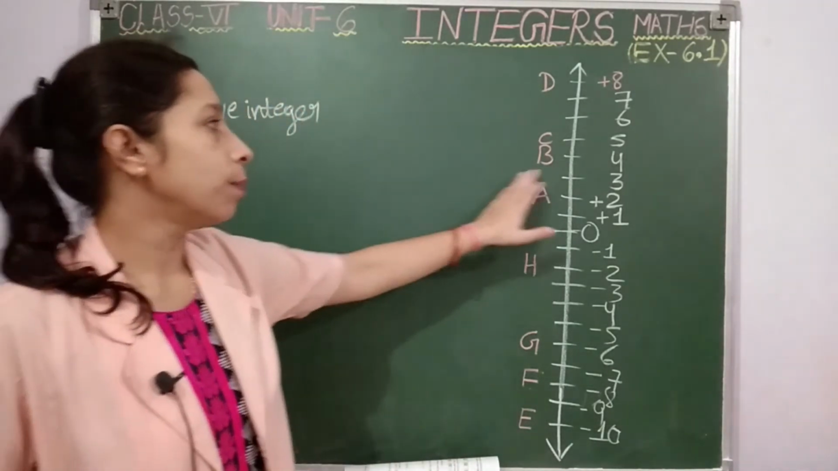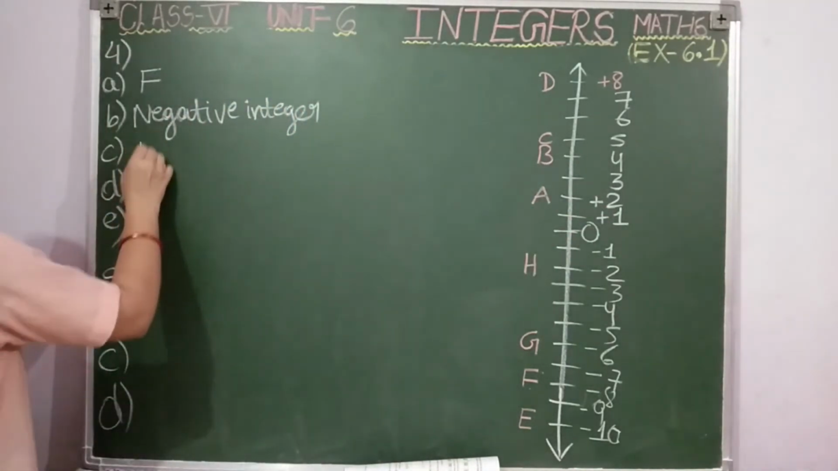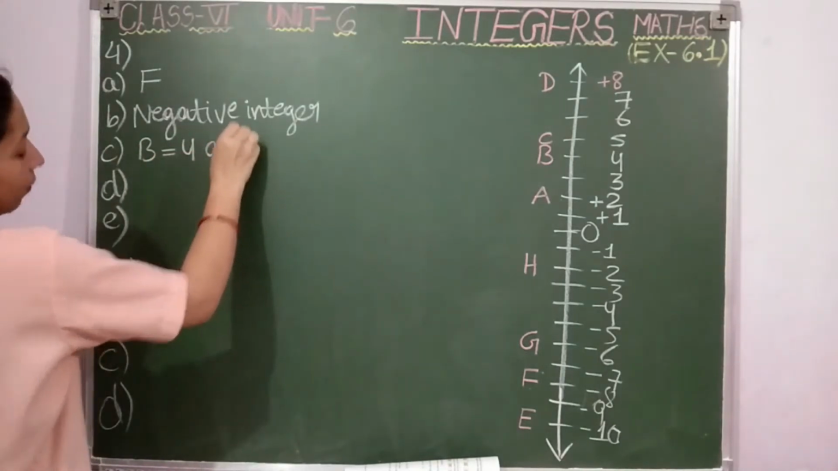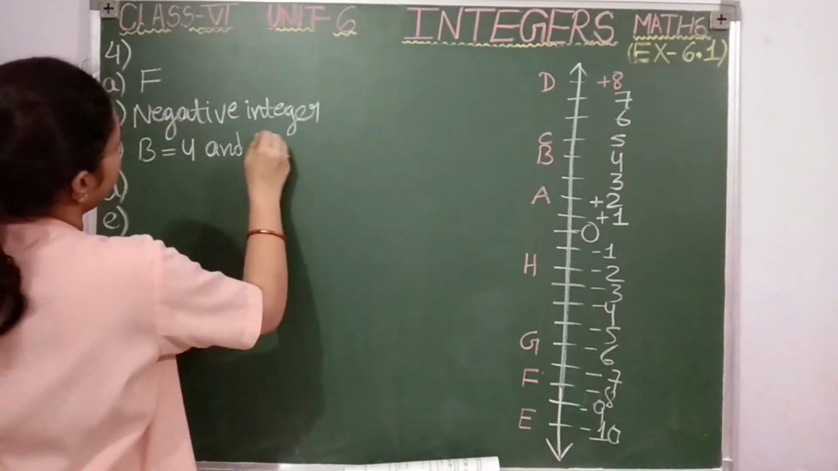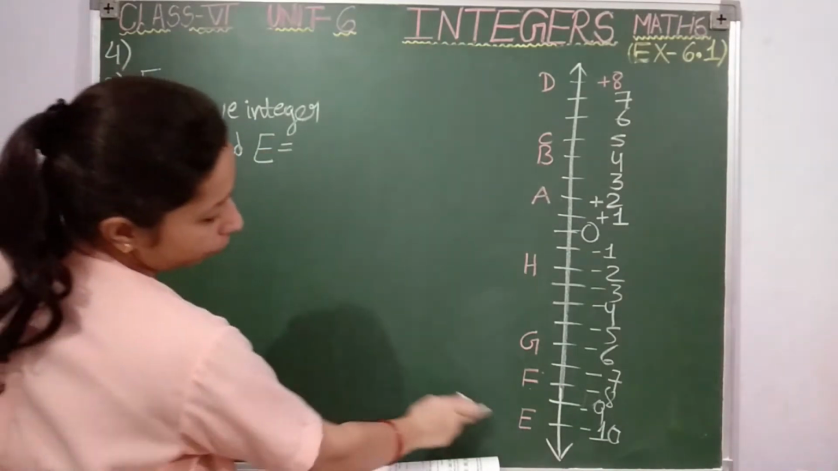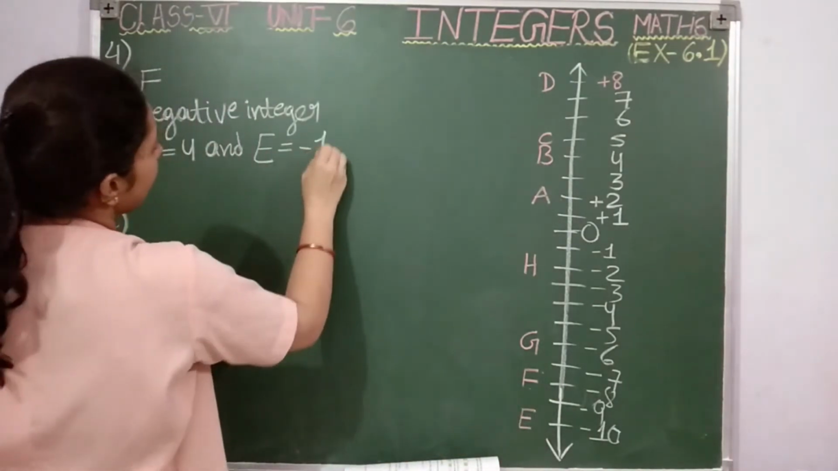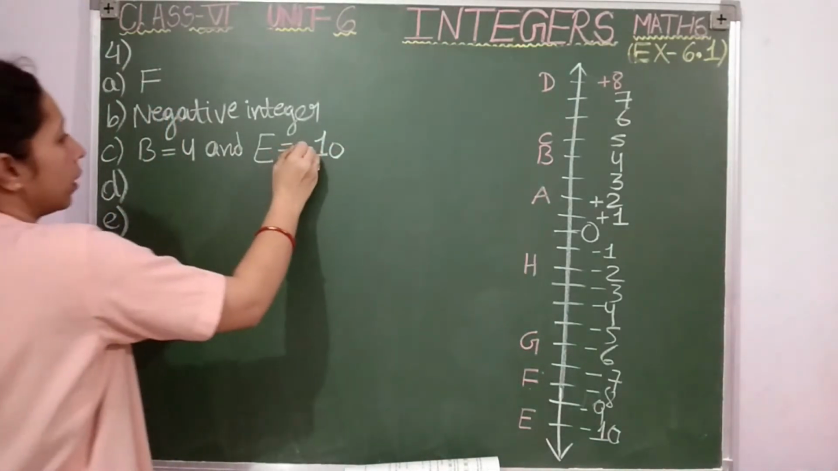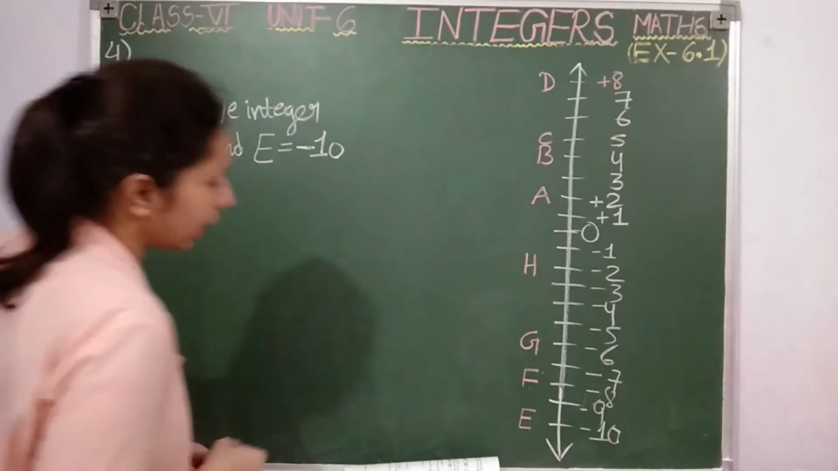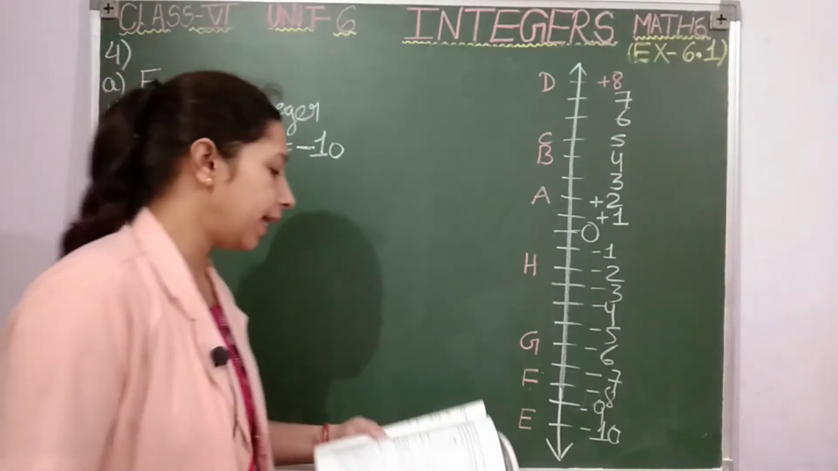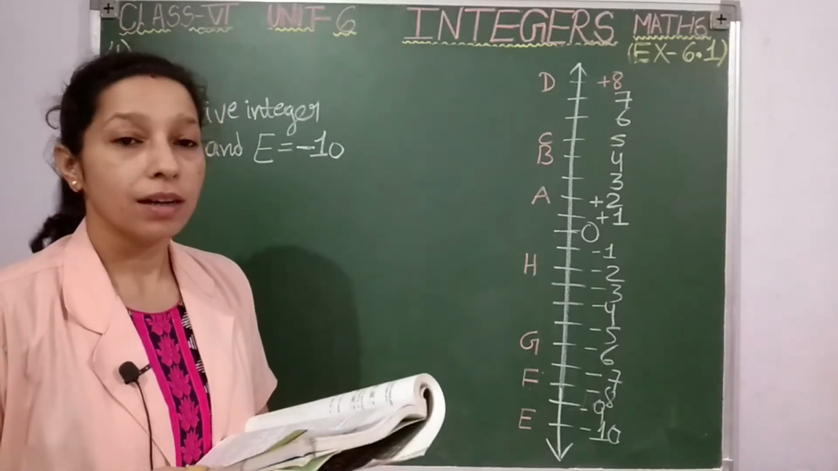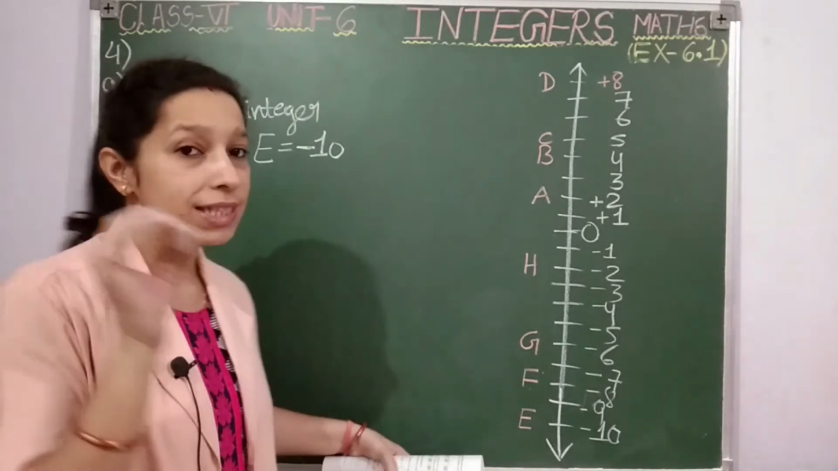No problem. For point B, the integer is 4, and then which point? Point E. Point E indicates -10. See, after writing the integers, how simply we are getting our answer. So E represents a negative integer, -10. Okay students, point number D. Which point marked on this number line has the least value? Least value means सबसे कम.